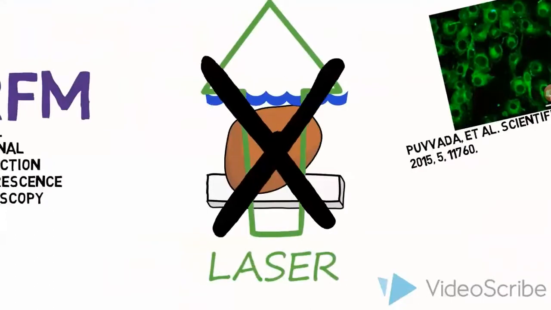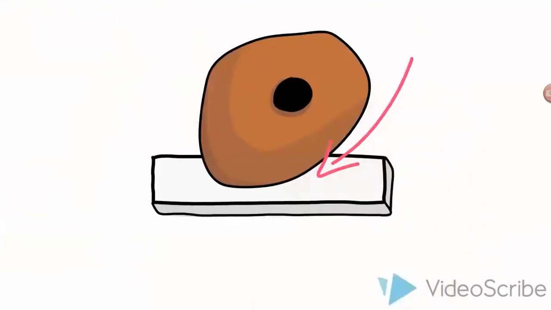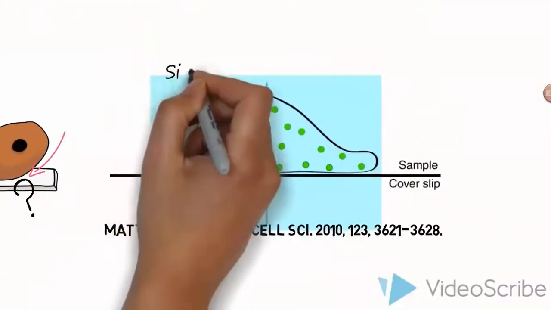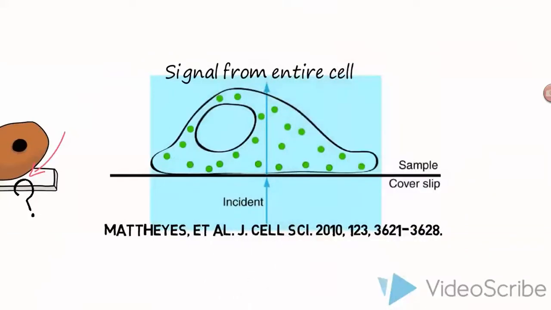Now, what happens if you aren't interested in the entire cell? What if you're only interested in the cell's interaction with the glass surface? Is the whole cell body stuck to the glass, or just a certain part of it? This traditional setup is not going to help you answer this question because the whole volume of your cell is being excited and producing the fluorescent signal.